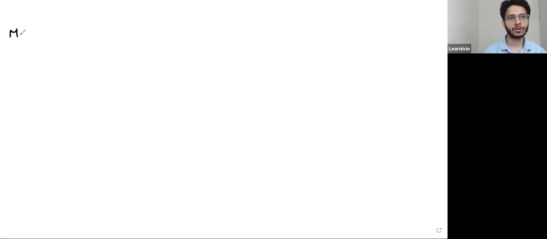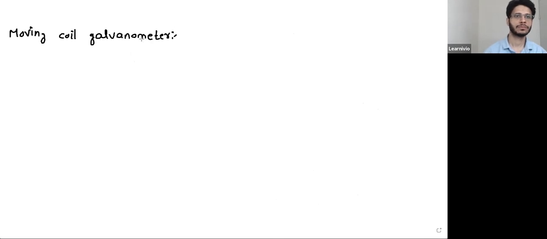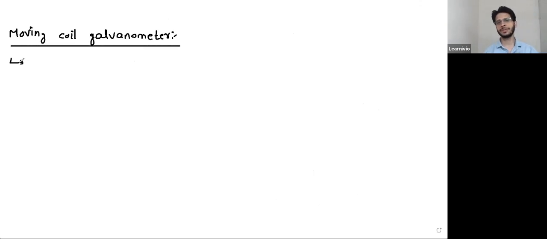So the last topic of this chapter is the moving coil galvanometer. A galvanometer is basically a device that we use to measure current. In fact, not to measure current, but to detect current or voltage. We don't really measure current or voltage using a galvanometer. We rather use it to detect current or voltage. So it's a device.